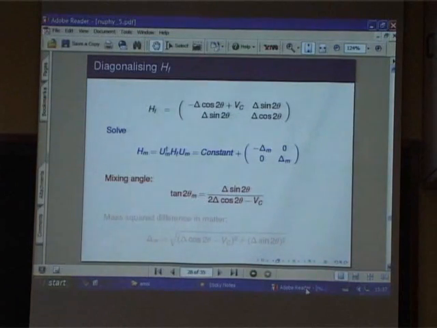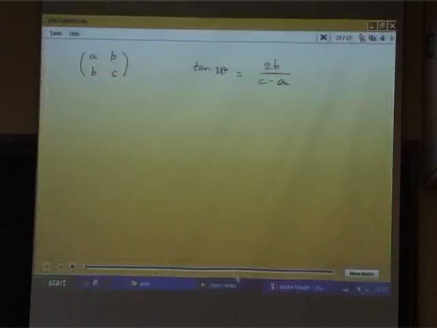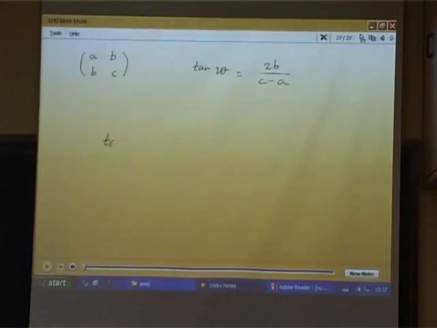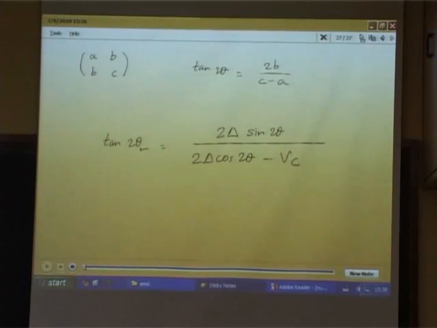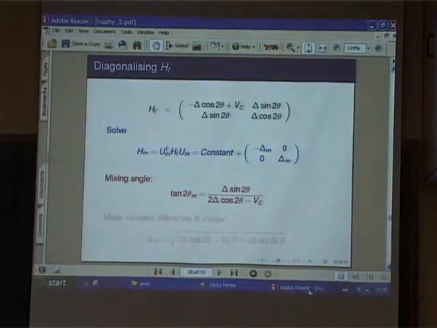So actually what I missed is a factor of 2 at the top. The bottom 2 is right, the top 2 is right. So this should have been tan 2 theta m. Therefore, tan 2 theta m should have been equal to 2 delta sin 2 theta divided by 2 delta cos 2 theta minus VC. So 2 times this divided by C minus A. So tan 2 theta is this.